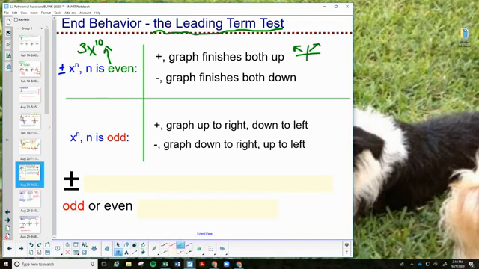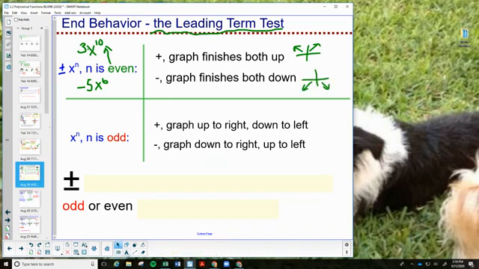If I had another polynomial that was negative 5x to the power 6. Again, the exponent is even, so both ends will match, and I know which way they're going to go because I know the far right side is going to go down. So this one would look like that.